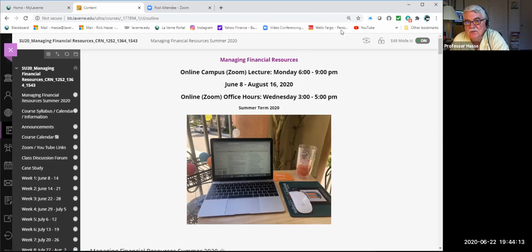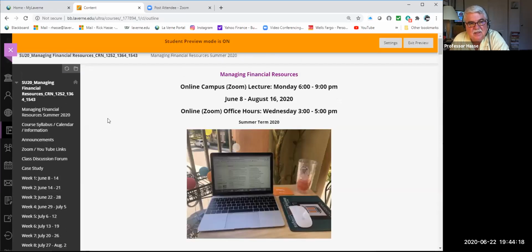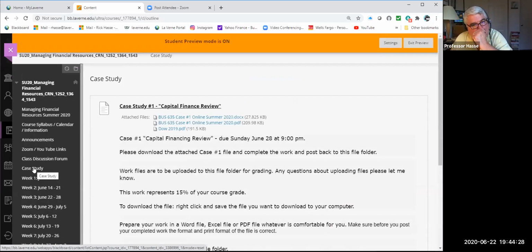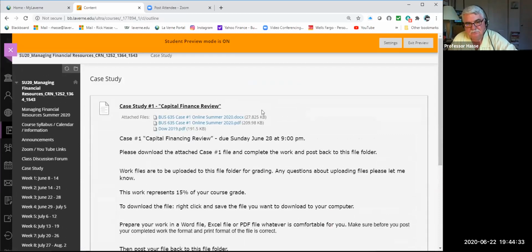Let me change this over to student view so you can see what you should see. There it is. Now you see a file folder that you haven't seen before and you probably don't want to ever see again. It's called case study. If you bring up case study, here's our first case study. I give you 3 files. 2 files are exactly alike: a Word doc version and a PDF version, and then a file listing the Dow 2019 members of the Dow Jones Industrial Index.